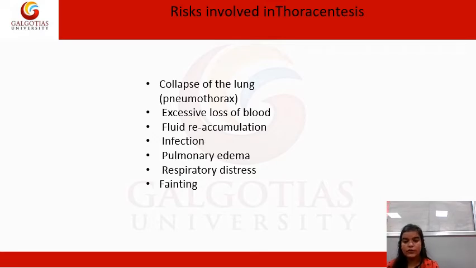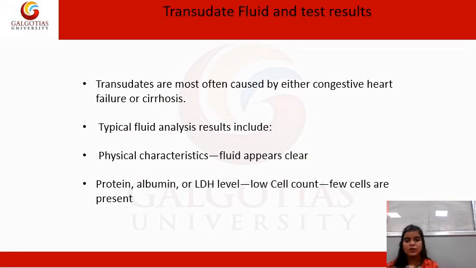What are the risks involved in thoracentesis? As I said, it is a very invasive procedure. We have to collect this pleural fluid from the pleural cavity, which is deep in the thoracic cavity. So what are the risks one can have after thoracentesis? Collapse of the lung, excessive loss of blood, fluid reaccumulation, infection, pulmonary edema, respiratory distress, and fainting. These are some common, more general symptoms you can face after, or while doing, thoracentesis. So make sure you do the collection properly and efficiently.